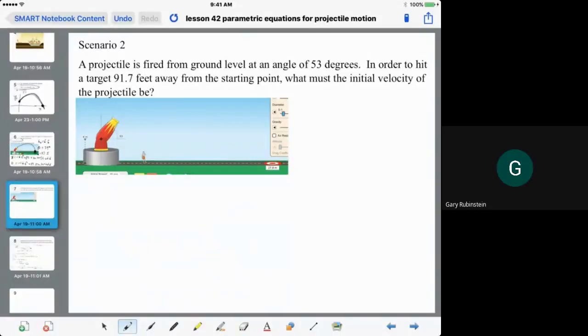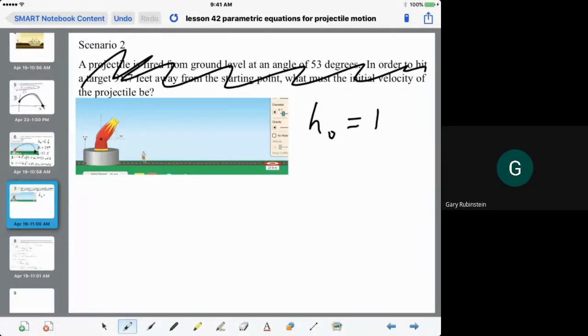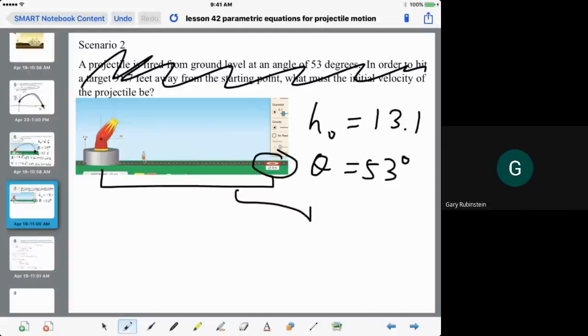I see the issue. I'm going to change my scenario. So I'll make H0. We need to know three things. We need to know what the H0 is, and we need to know what the angle is. And we need to know what the horizontal displacement is going to be. And I see I had a mistake there. Sorry about all these mistakes. I've changed the lesson to make it agree with what I'm able to do on this simulator.